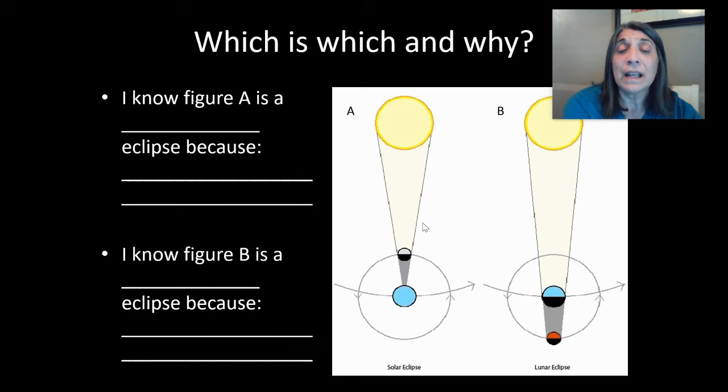And then I know figure B is a lunar eclipse because the moon is not getting the rays from the sun. Remember, the moon doesn't produce its own light, so it only gets its reflection. It illuminates from what the sun reflects on it, right? So in a lunar eclipse, the moon is no longer getting that illumination from the sun because the earth is blocking it. Okay, so you could have written that in however short way you need to, but just make sure it's in your words and in a way that you can remember it.